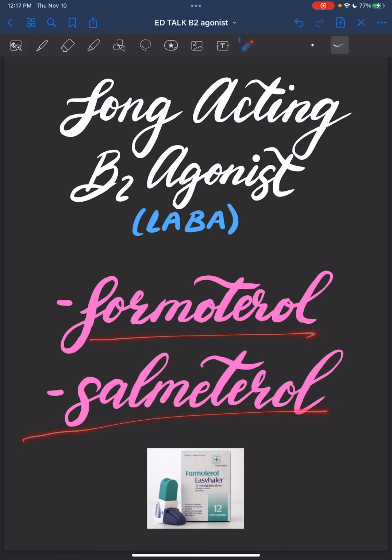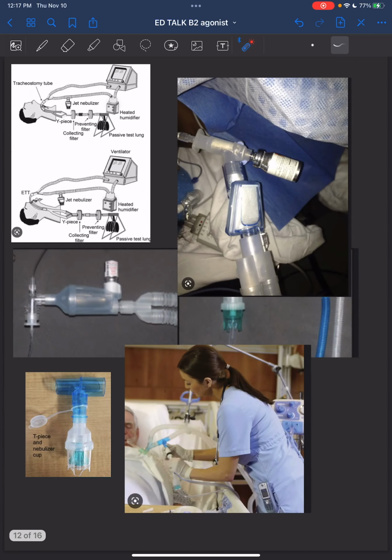So if your patient's sleeping, how can they actually get this medication? Well, if your facility is fancy, you have these fancy T-pieces where you can directly insert the medication to be delivered. Sometimes you can do a nebulized treatment where you put the agent inside its chamber, attach it to a T-piece, and then link it into your circuit. Here's an example of what that looks like.